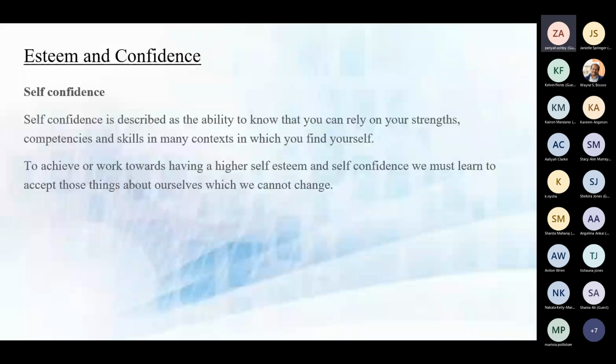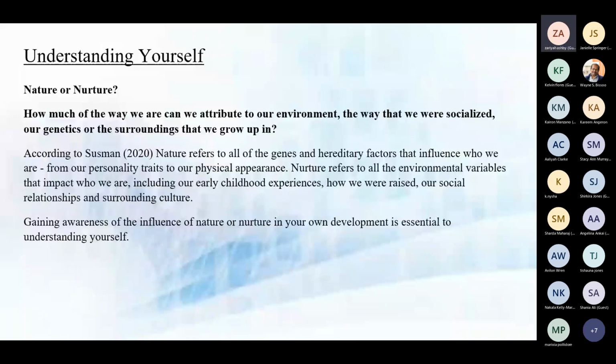So on to the topic of understanding yourself. How much of the way that we are can we attribute to our environment, the way that we were socialized, our genetics, or the surroundings that we grew up in? So right now we're looking at the concept or the theory of nature or nurture.